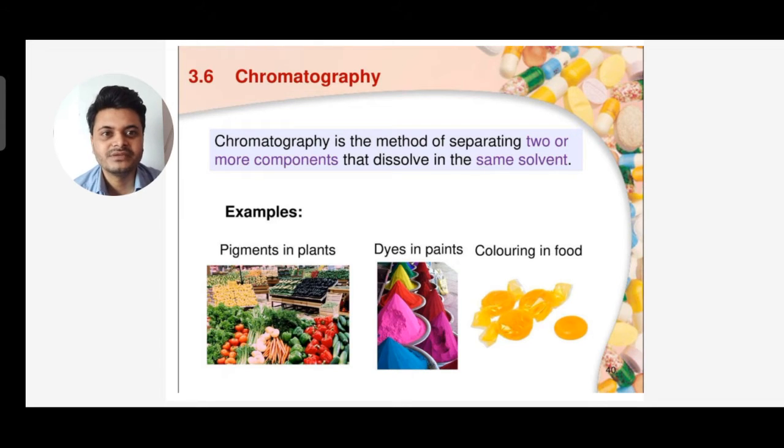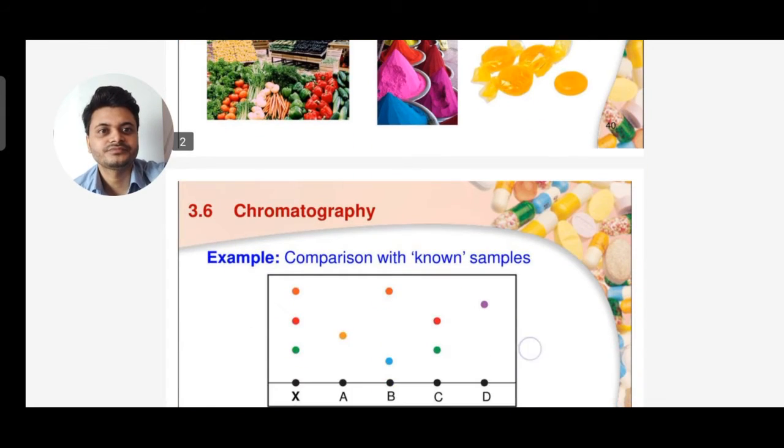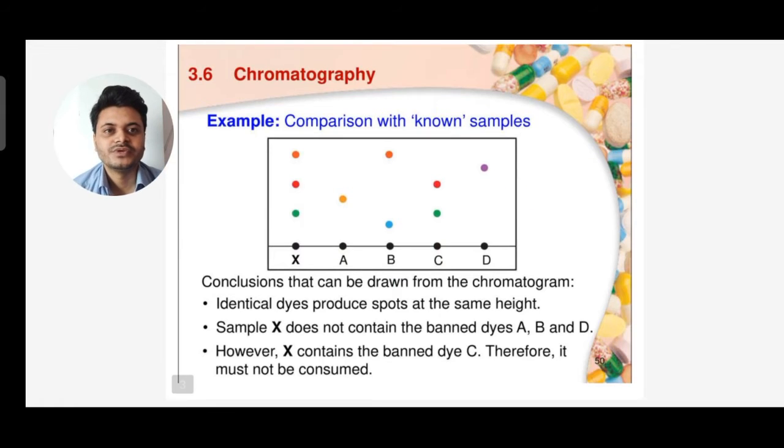For example, you can see pigments in plants, dyes in pens, and coloring foods. In pigments in plants there are numerous pigments, in dyes in pens there are numerous dyes, and in coloring foods too. So chromatography is a method of separating two or more components that are dissolved in the same solvent.